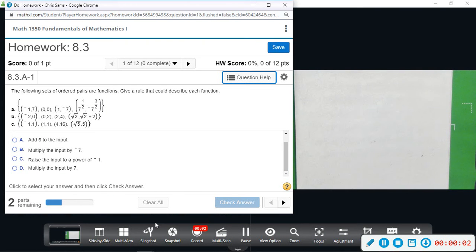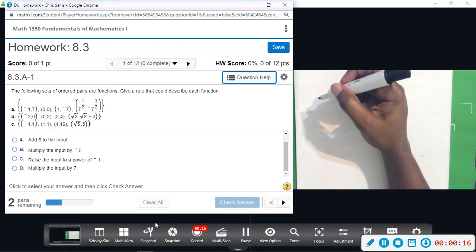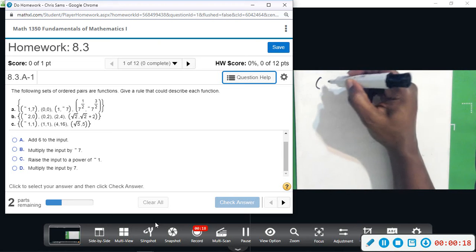Alright, section 8.3, we're going to be going over functions. Problem number 1, we have A, B, and C part, and we want to use the following ordered pairs and give a rule that could describe each function. So what you need to know is these are ordered pairs. The first coordinate is x, the second is y.